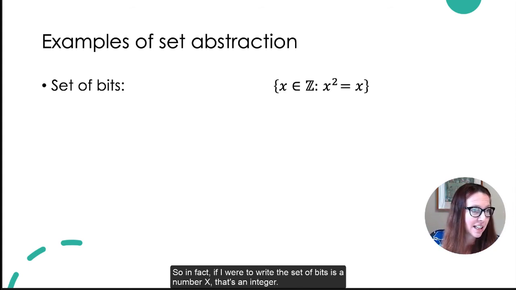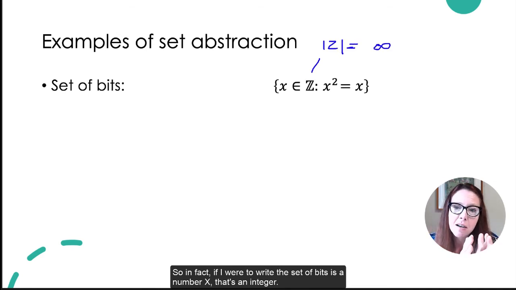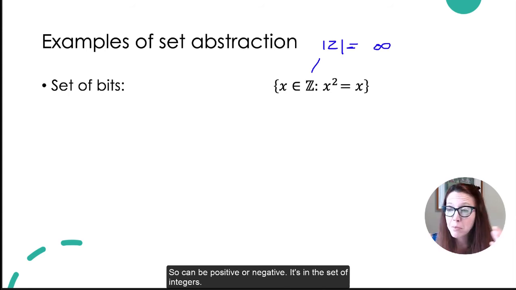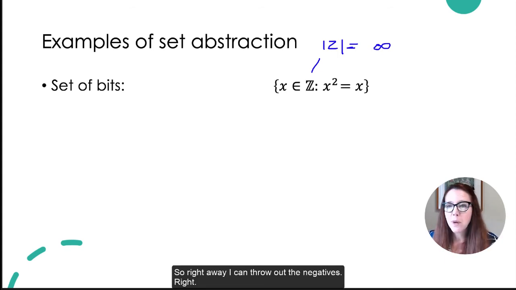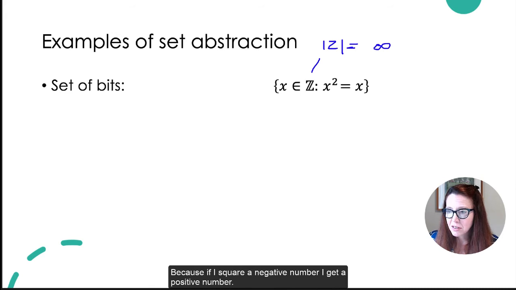So in fact, if I were to write the set of bits: it is the set of numbers x that are integers, so can be positive or negative, in the set of integers, such that, and this is how we read that double colon, x squared is equal to x. So right away, I can throw out the negatives, because if I square a negative number, I get a positive number. So I don't even have to think about those.